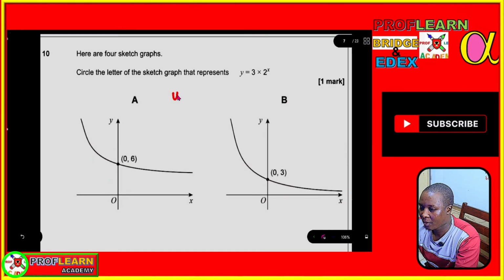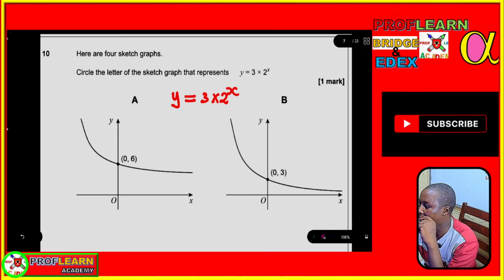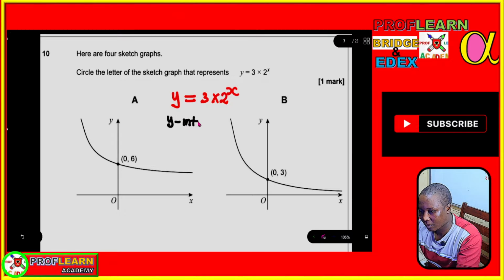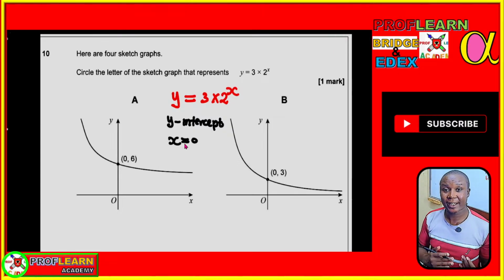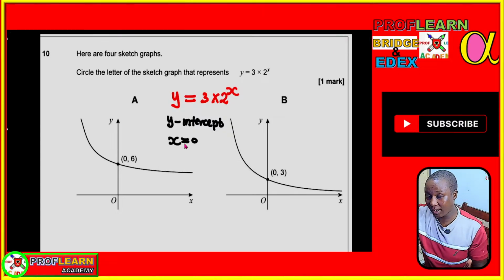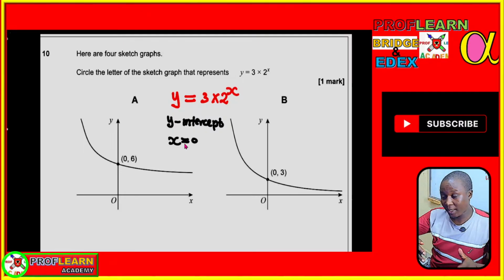And you are having y is equals to 3 times 2 raised to power x. So something I want you to understand is that we need to find the y-intercept. What is the y-intercept? At the y-intercept, x is always equals to 0. So we want to ask ourselves, where is this graph going to cut the y-axis?